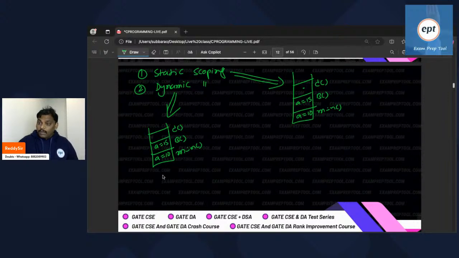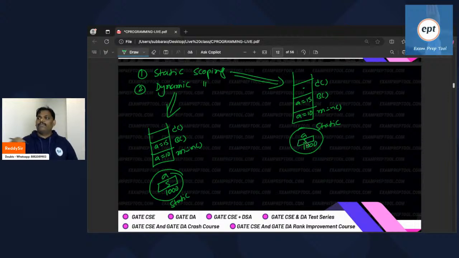Until now, fine. And remember, outside the stack, somewhere in the static area, A is there. One more A, 5, address is 1000. Remember, it's a static area. Now understand, everyone try to understand. Static scoping, what will be the answer? Dynamic scoping, what will be the answer? I will explain.